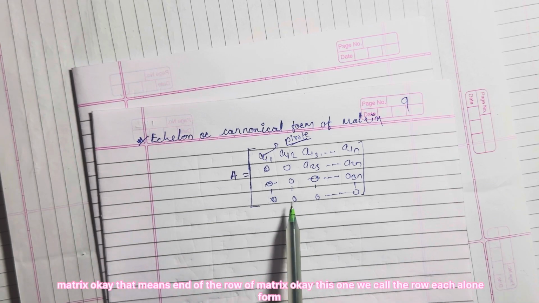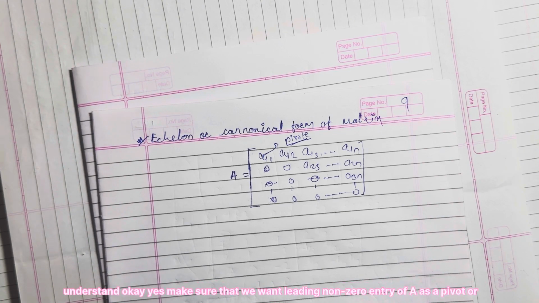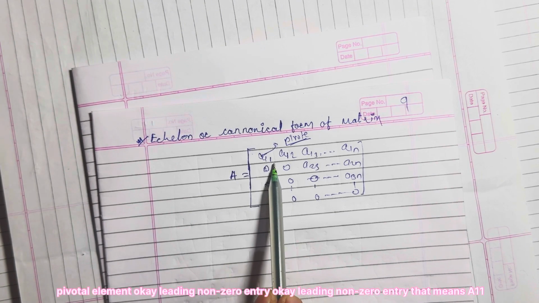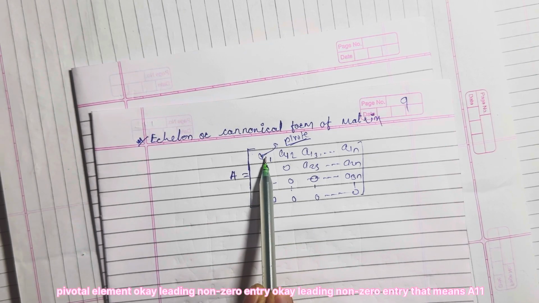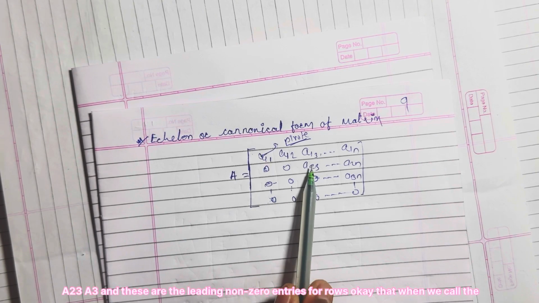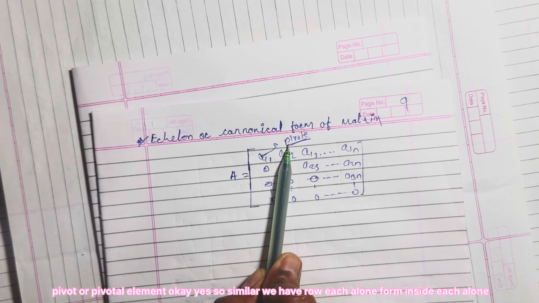This one we call the row echelon form, or echelon form, or canonical form of the matrix. It is quite easy, guys, and if you feel anything is confusing, once we solve some examples, you will come to understand. Make sure we want the leading non-zero entry of A as a pivot or pivotal element. The leading non-zero entries, that means A11, A23, A3n, are the leading non-zero entries for the rows. That one we call the pivot or pivotal element.